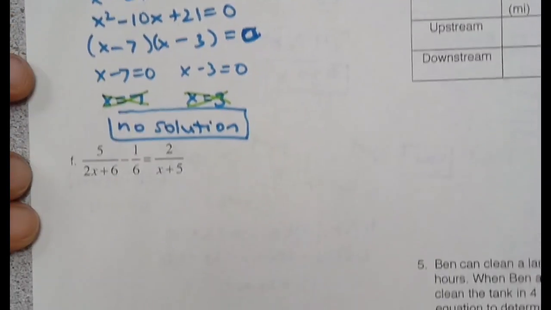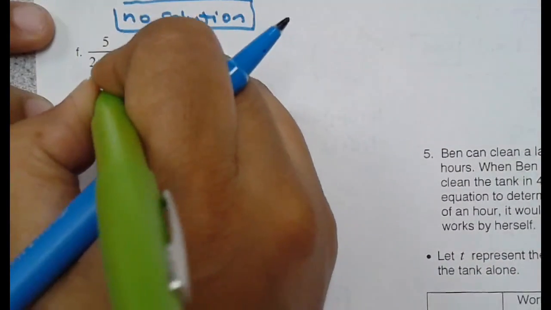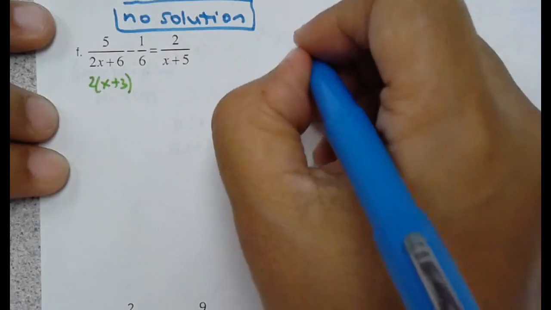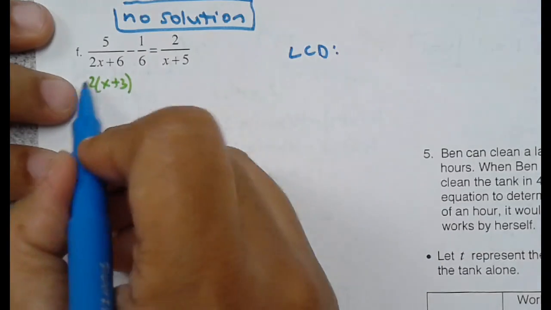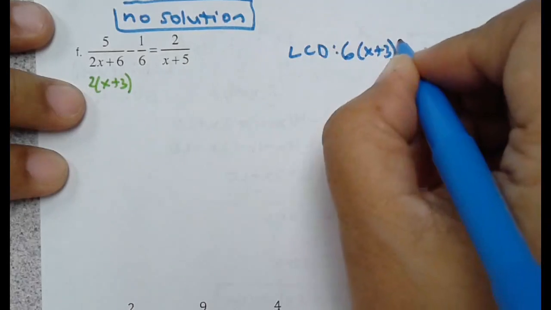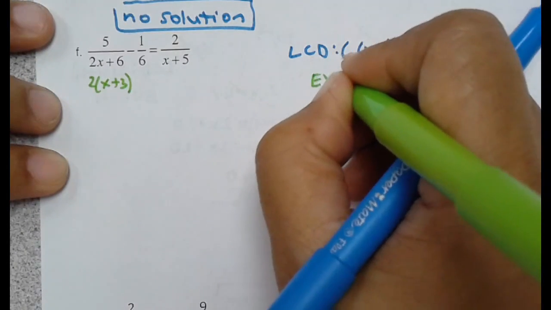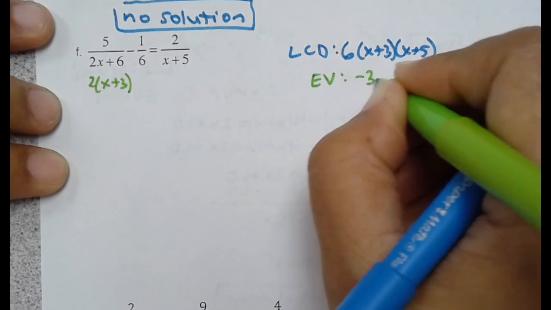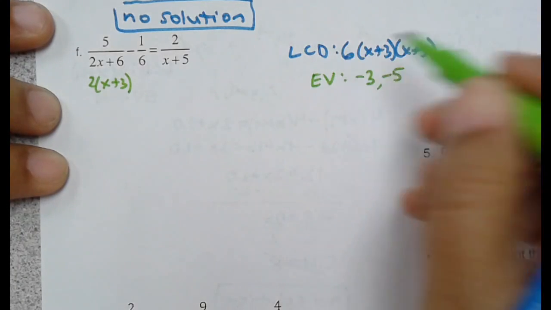Let's try this next one right here. So here we have factor out GCF in the first term here. So we're going to factor out the 2, which leaves me with x plus 3. Let's look at an LCD. I have a 2 and a 6, so 2 and 6 both go into 6. I have an x plus 3, and I have an x plus 5. All right, let's write our excluded values here. So excluded values is the -3 and the -5. 6, remember, that doesn't get you an excluded value, doesn't have an x there.